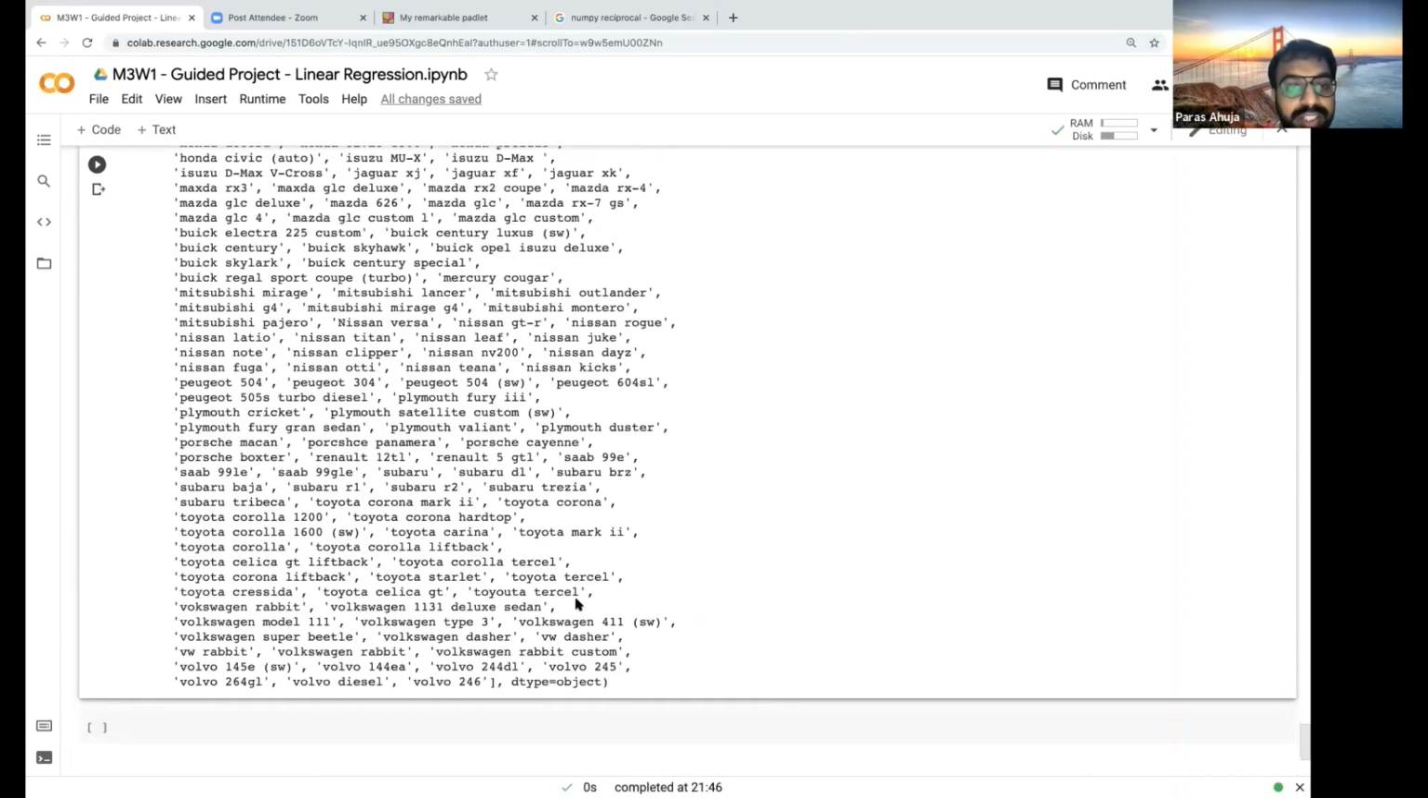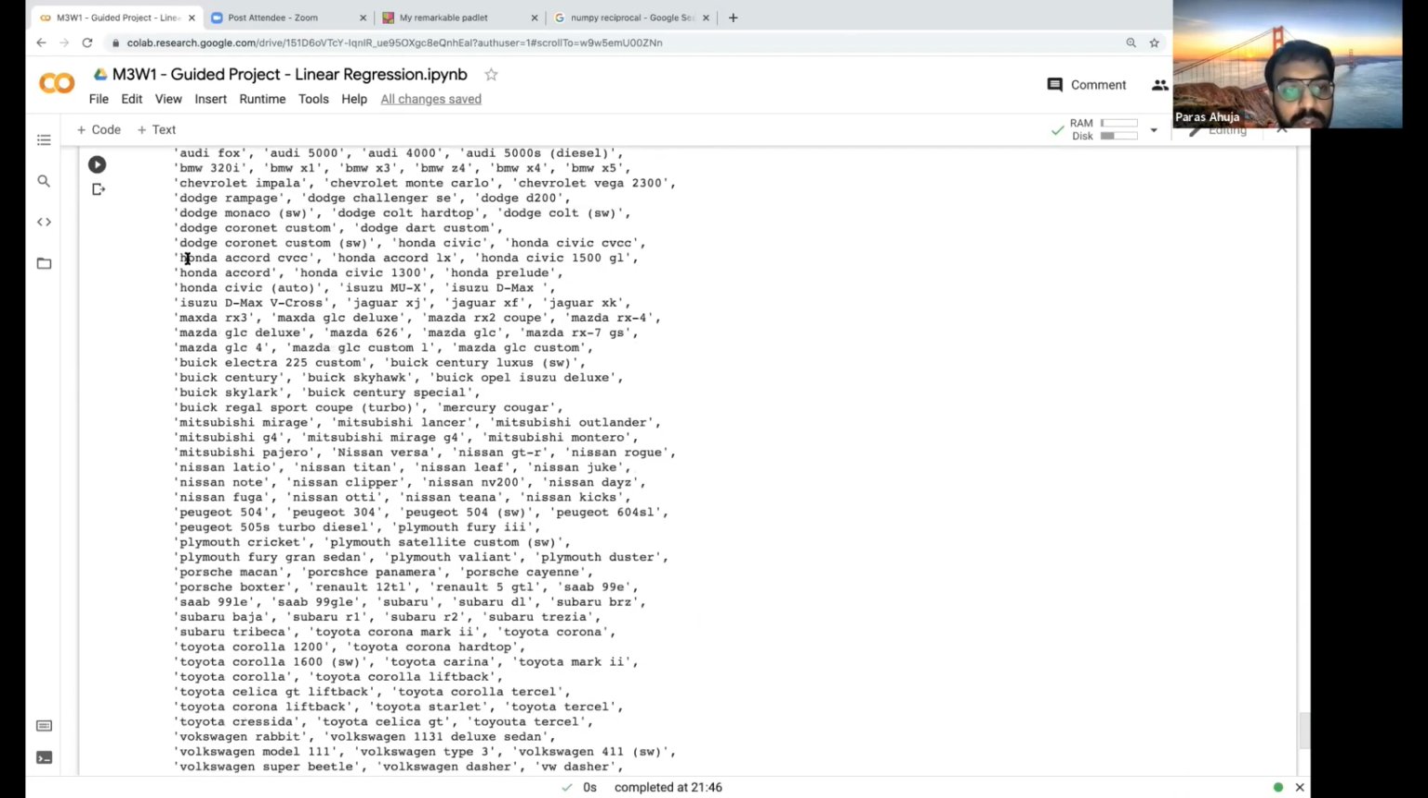So what we'll do, we'll club each of these. See, Honda has so many models. What we'll do, we'll combine the different models of Honda and put them in one category.